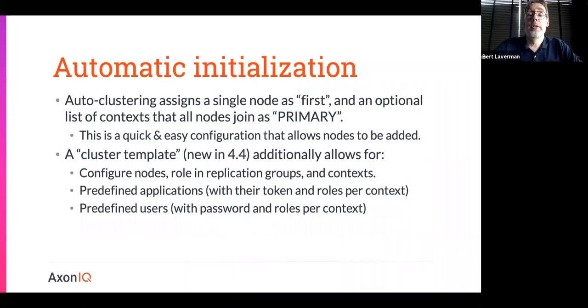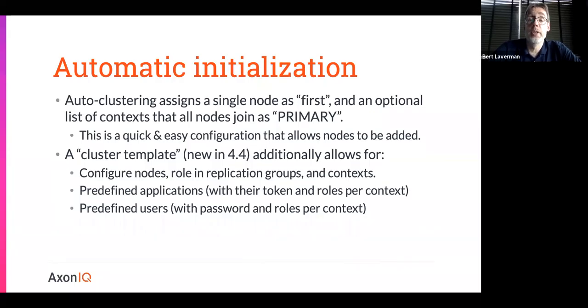Because this requires us to initialize a node or a group of nodes, we have two ways to automate it. The auto-clustering is the simplest version. Auto-clustering assigns one of the nodes as the first and a list of contexts that all nodes want to join as primary. This is a quick and easy configuration.